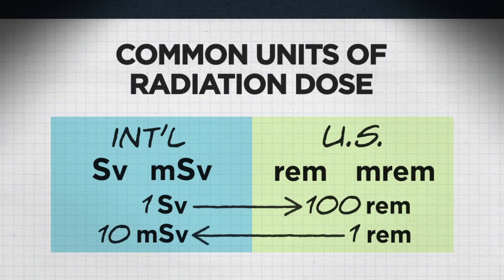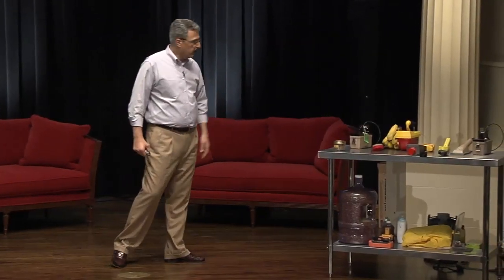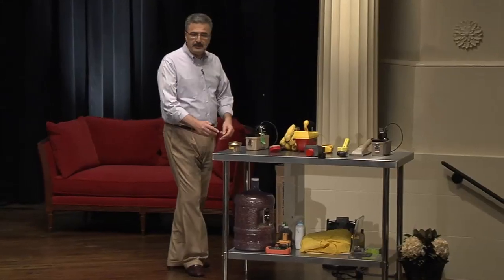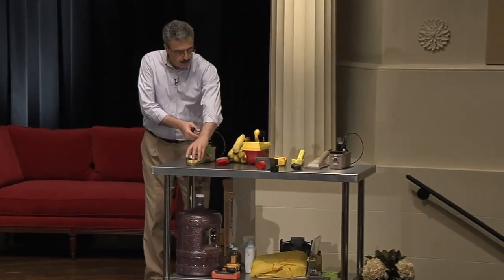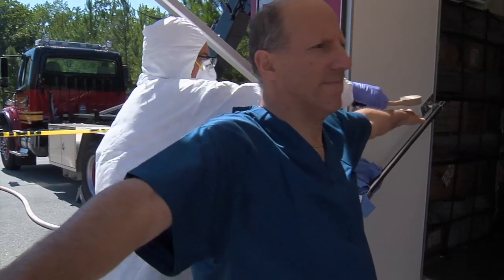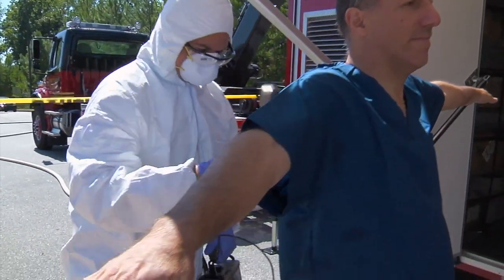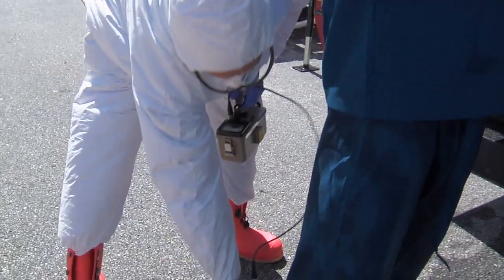So I said there are different types of measurements we can make. There are also different types of instruments we could use. So let me show you some of these instruments. This is the pancake probe. It's a portable instrument, and it's ideal for measuring or screening for contamination on surfaces, either a person or an object. This is ideal for that purpose, and it's a very common instrument.